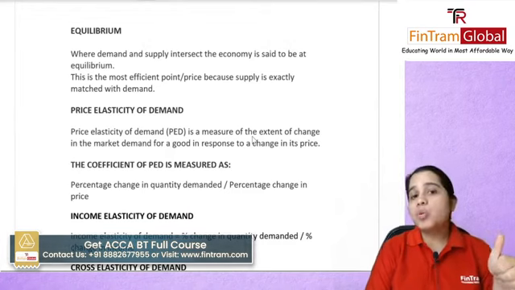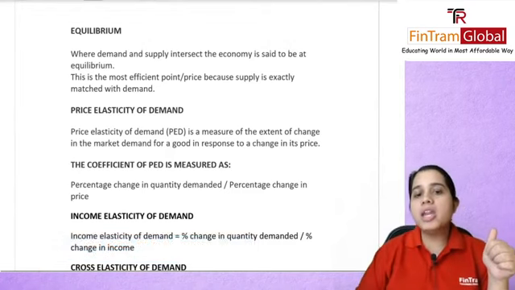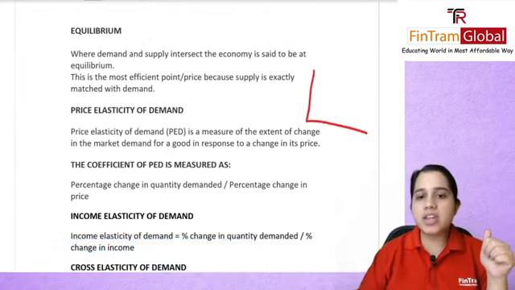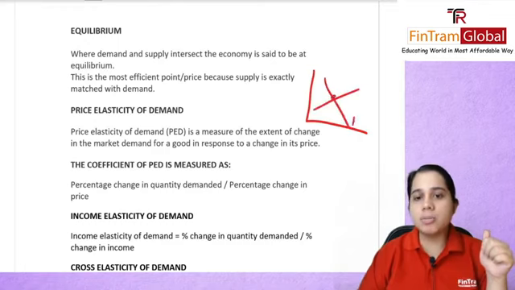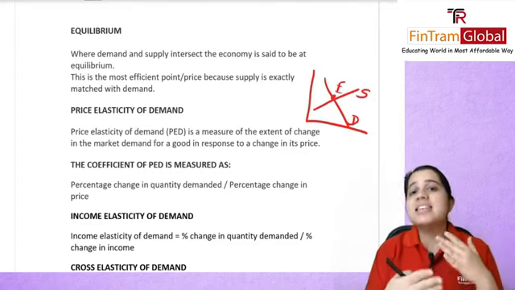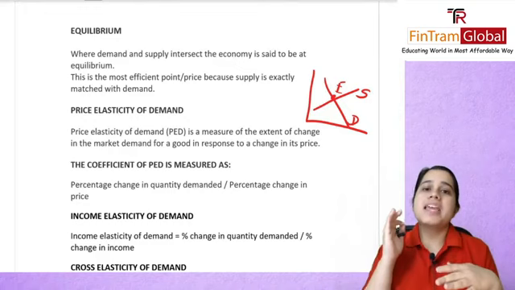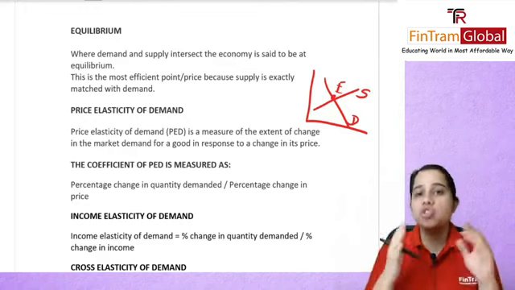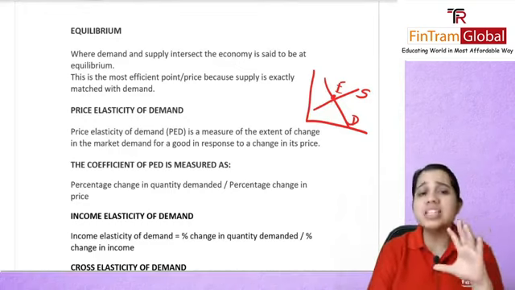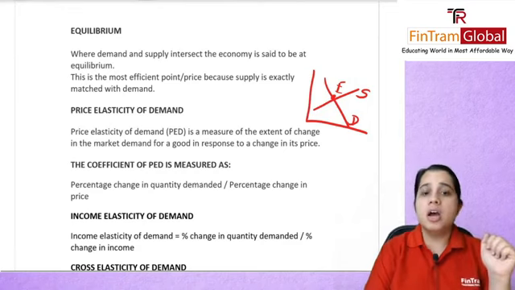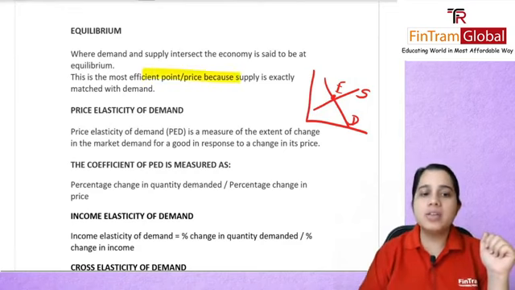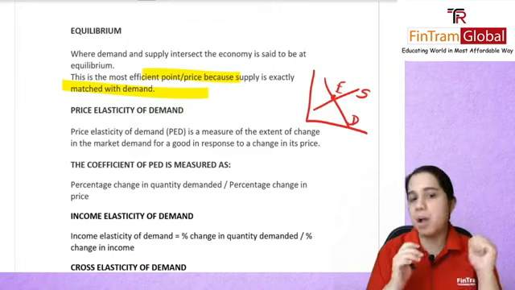Now equilibrium, what was equilibrium? Equilibrium is the point wherein your demand and supply curves intersect. So this is your demand curve, this is your supply curve, this is the equilibrium point. This is the point wherein your demand is absolutely equal and matches your supply. This will be the most efficient point of price, because supply will exactly match your demand.